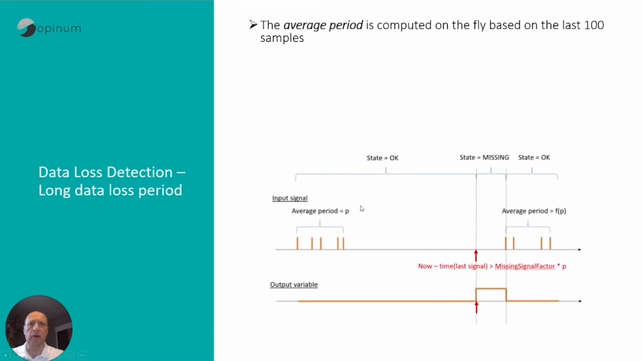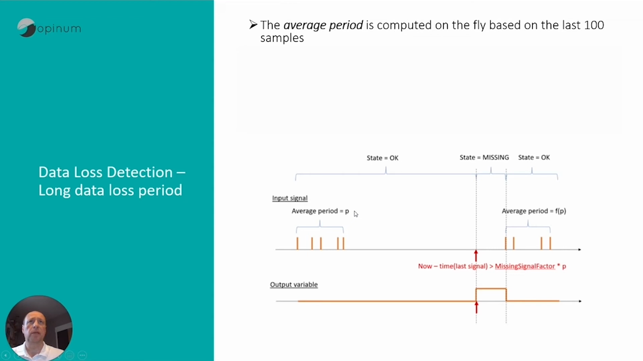So in this diagram, you see that we have a bunch of incoming data points, and we will compute the average period based on the last 100 data points received. So we know that the average period between every data point is P. Let's call it P.